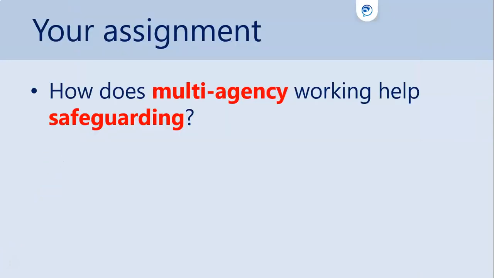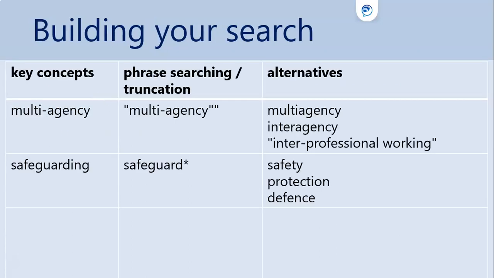So let's go back to our assignment brief. We have identified multi-agency and safeguarding as our key terms. But how else might the literature describe these concepts? Multi-agency could be the phrase as two words, or it could be one word, multiagency. We could also use interagency or interprofessional working.